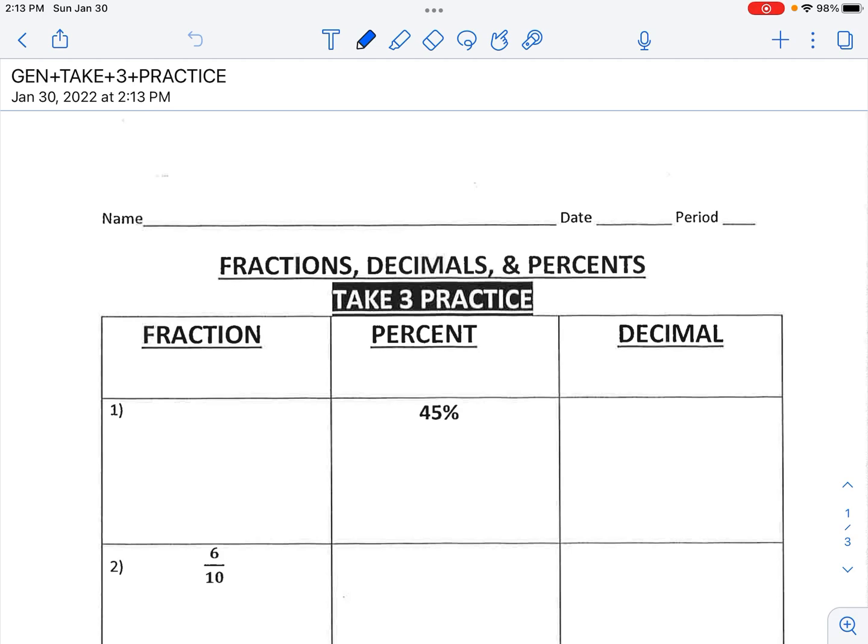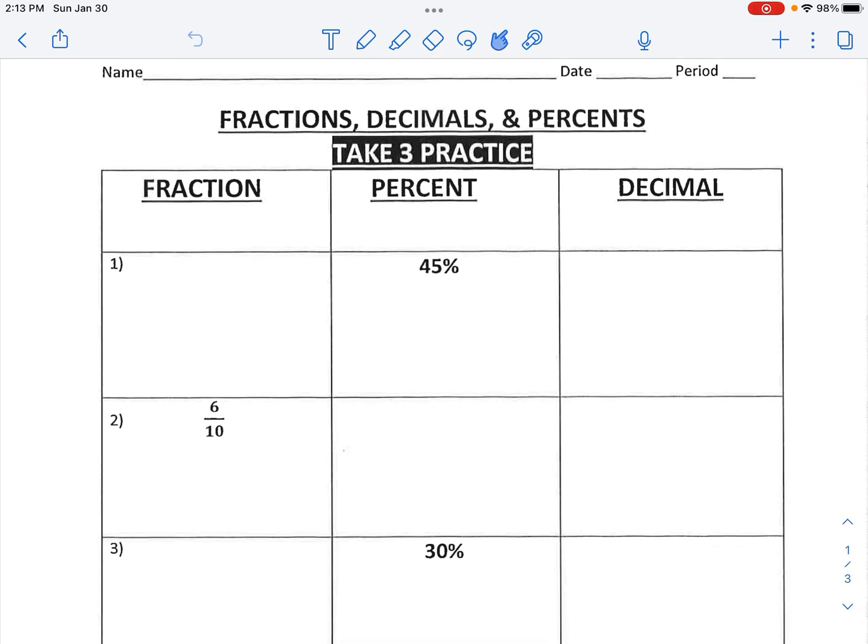Good morning. All right, so you should have watched the Take 3 notes, and then you should have tried the Take 3 practice on your own, and now you should be checking your work. If you haven't tried the Take 3 practice, go ahead and try it on your own first. Look at all of the notes that we did on fractions, decimals, and percents day 1. Look at all the notes in the video on fractions, decimals, and percents notes day 2. And go back and watch the Take 3 notes. I really want you guys to try this Take 3 practice on your own first, and then check to see how you did.